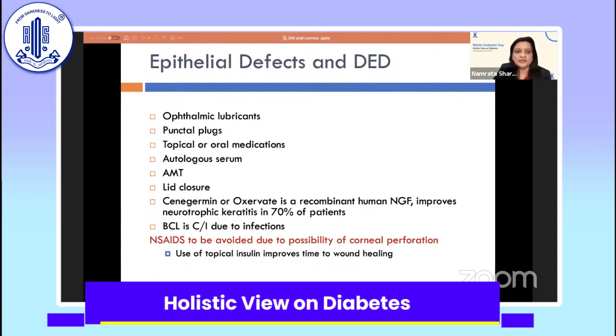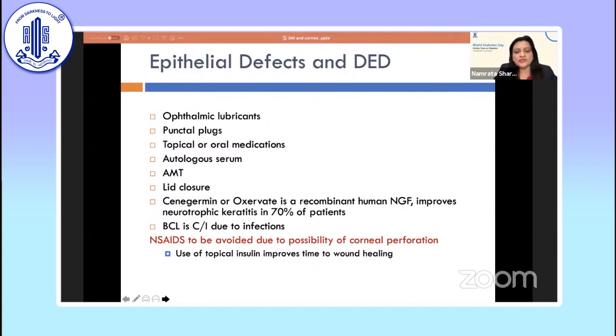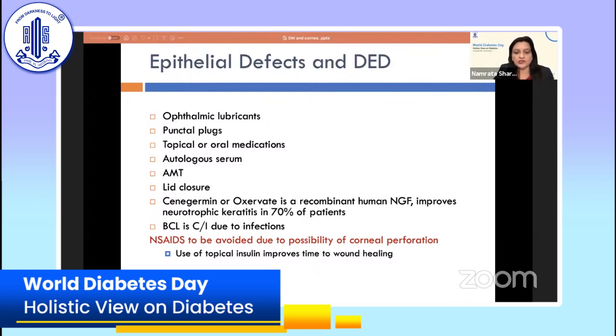Of course, the treatment is only palliative in the form of ophthalmic lubricants, punctal plugs, and medications which can be given topically or orally, which would include cyclosporin as well. Then autologous serum, amniotic membrane transplantation, lid closure. And the only drug which has been approved is Cenegermin, which is, of course, as of now, not available in India. Now, bandage contact lens is, in general, a relative contraindication for diabetics because this can cause infection, and NSAIDs should never be given because of the possibility of corneal melts and the possibility of corneal perforation.